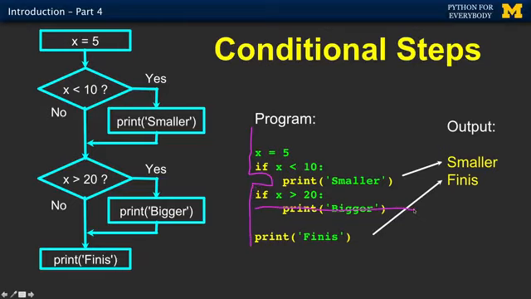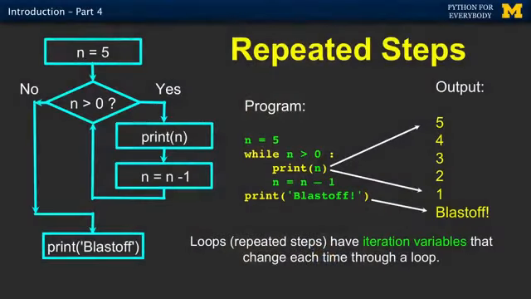And that's a super simple example. So the output is smaller and then fini. And what you'll find is we compose these things to make more complex programs. So conditional is the second of the 3 patterns we're going to see. Now the most exciting pattern is the repeat. And it looks a little more busy because we can do more stuff with it.